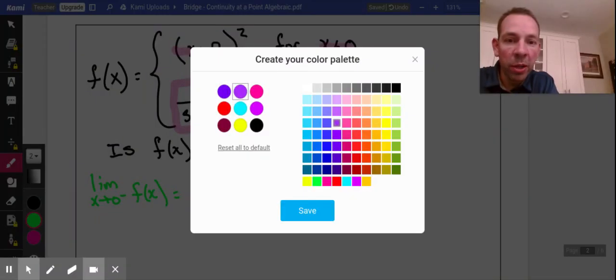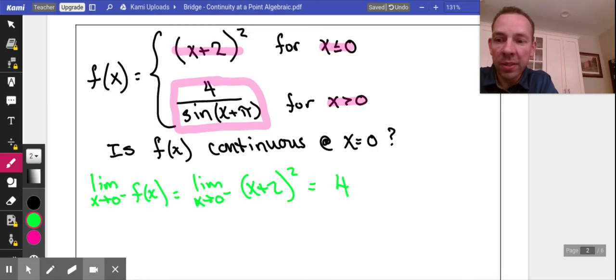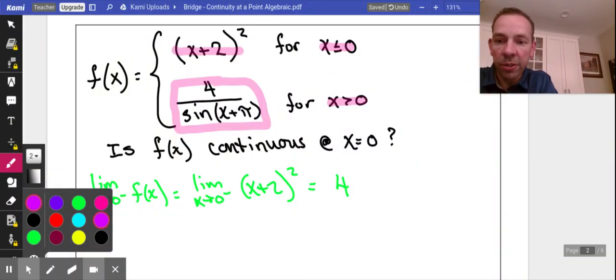Let's see if I can pick out a new color here. Let's try this. Did that save? That didn't save. All right, let's try it here.